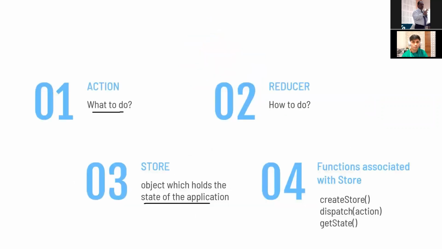There are four main concepts in Redux. One is action, second is reducer, third is store, and fourth is the functions associated with the store. In action, we define what to do, and in reducer, we define how to do it. The store object will hold the state of the application. We store all the objects and the state of the application in the store, and there are functions associated with the store, like creating a store, dispatching an action, and getting the state.